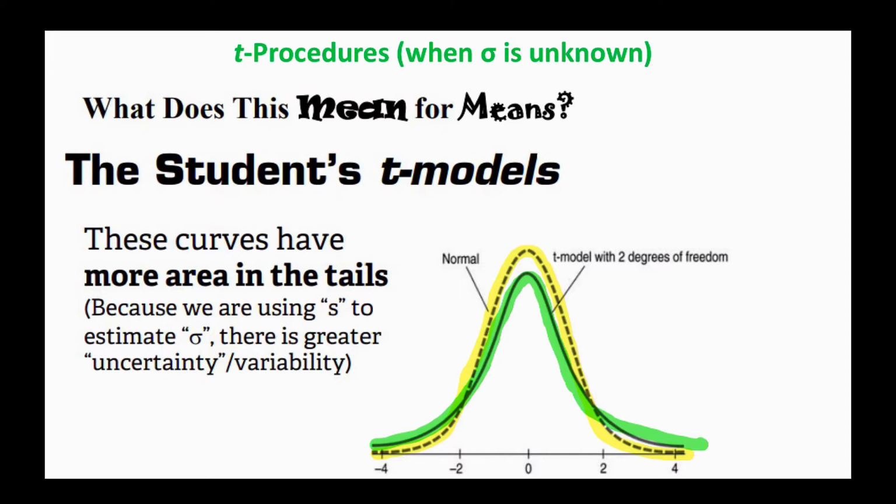As degrees of freedom goes up, we get closer and closer to that real world that doesn't exist. So if we had an infinite number of degrees of freedom, we would be in Z, but it doesn't exist. So as we get fewer degrees of freedom, the curves have more area in the tails because we are using S. S is the standard deviation of the sample. This guy here is the standard deviation of the population. We don't have that, so we have to estimate it. So with that comes uncertainty and variability, just like we said.